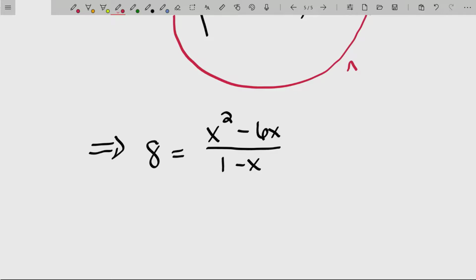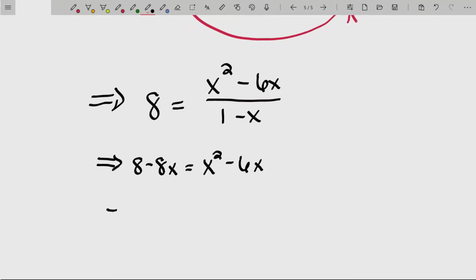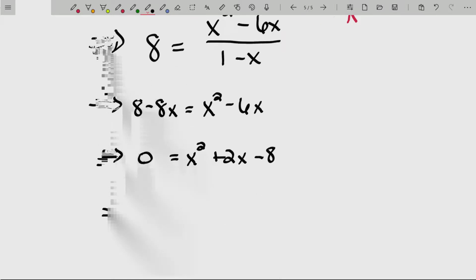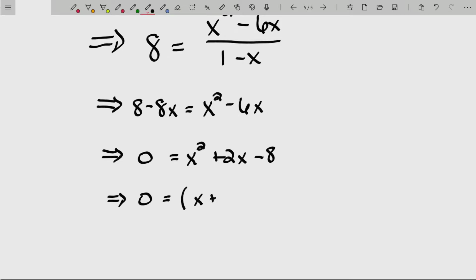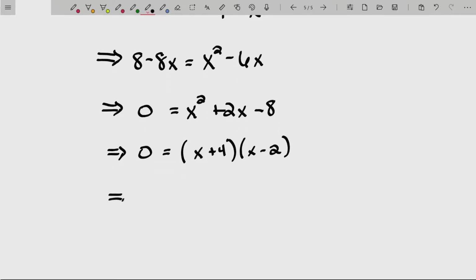That's a problem. So let's go ahead and multiply both sides by 1 minus x to get rid of the fraction. So we get 8 minus 8x is equal to x squared minus 6x. We'll add 8x to both sides and subtract 8 from both sides. So we have x squared plus 2x minus 8. And then hopefully we can factor that. I think actually it factors nicely. (x plus 4)(x minus 2) maybe? Perfect. And now we know our solutions. Either x is negative 4 or x is positive 2.